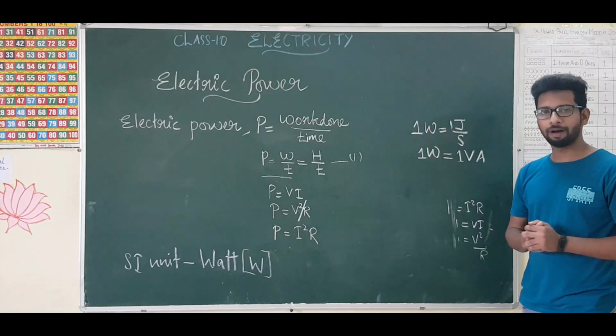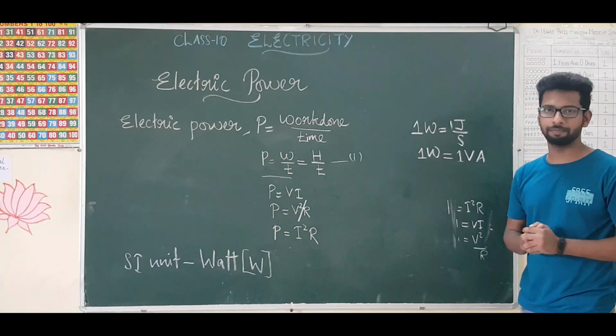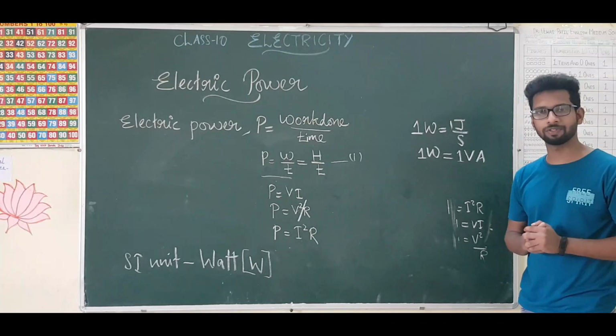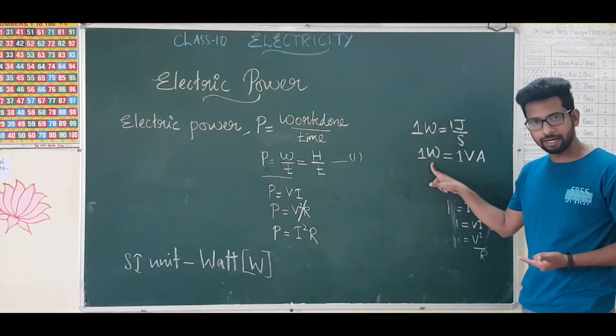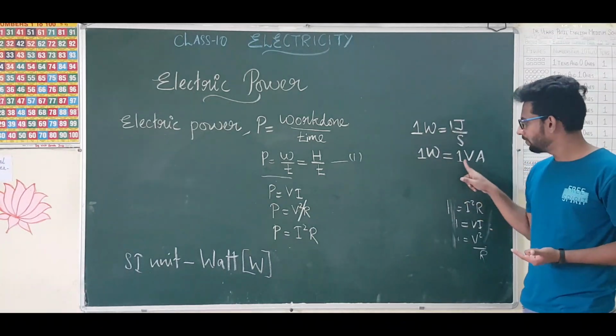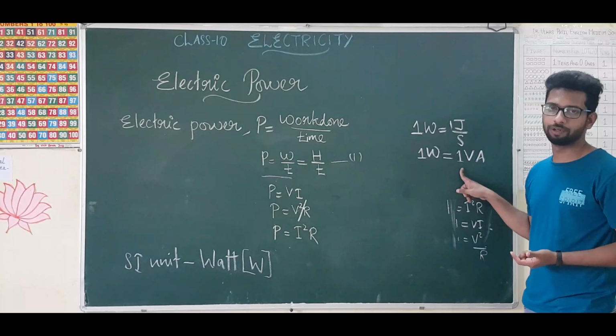1 watt is the power consumed by a device which carries the current of 1 ampere and operates at a potential difference of 1 volt. Is it clear?